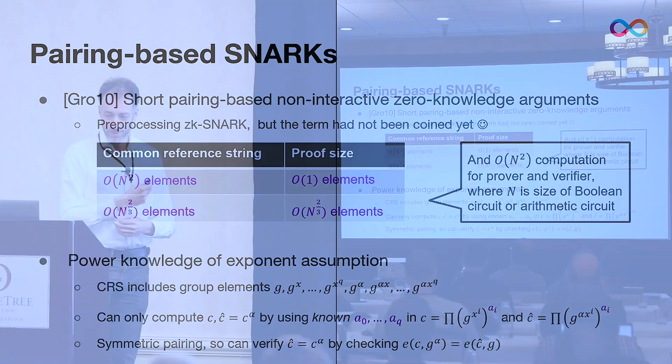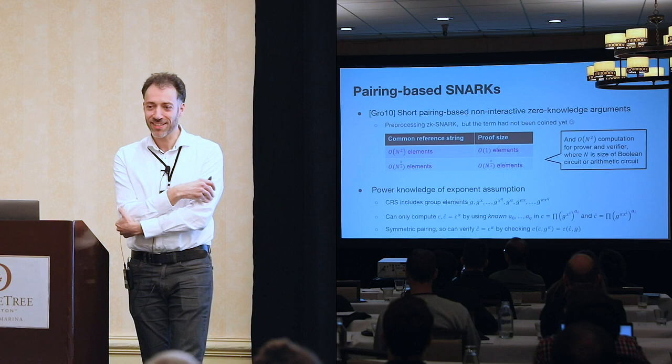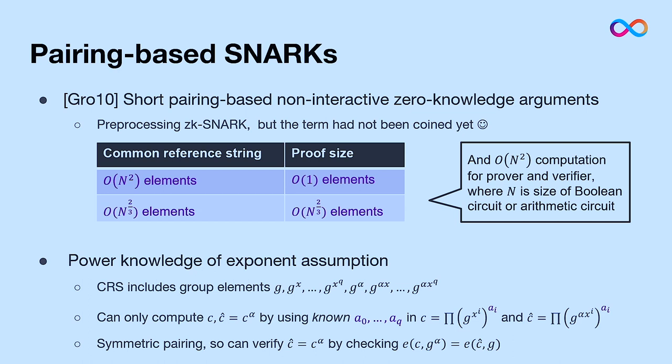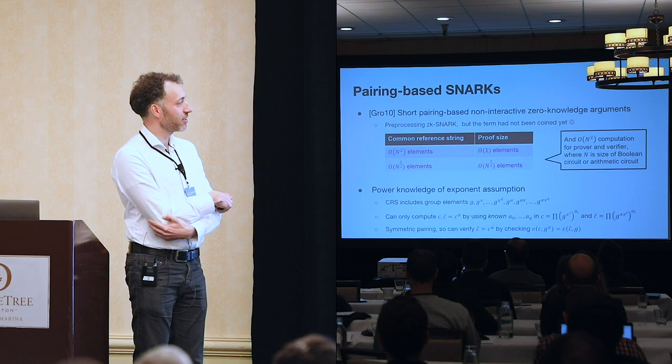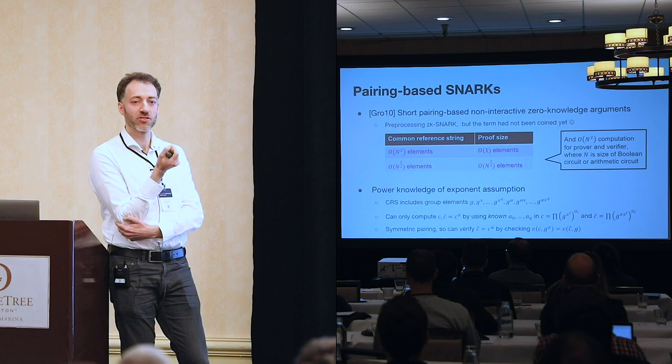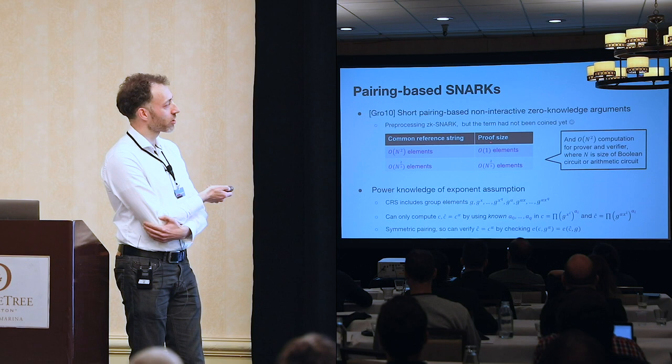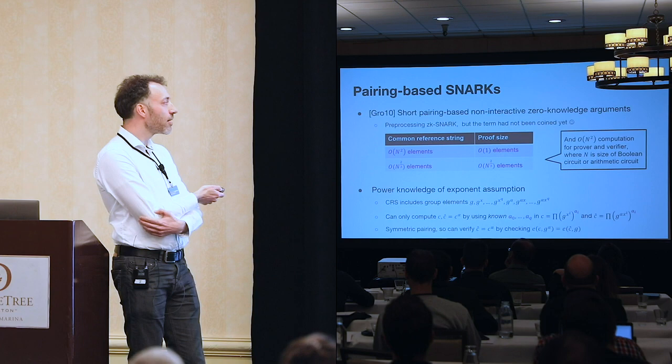Okay, so again, now go back a year or two, 2010. I had a paper called Short Pairing-based Non-Interactive Zero Knowledge Arguments, because the term zkSNARKs had not been invented yet. But that's essentially what it is, right? And what I showed was that I introduced the power knowledge of exponent assumption, and then showed that you could construct constant size proofs, so a constant number of group elements, at the cost of having a fairly large common reference string.